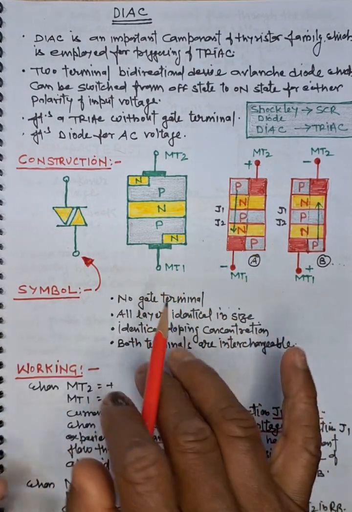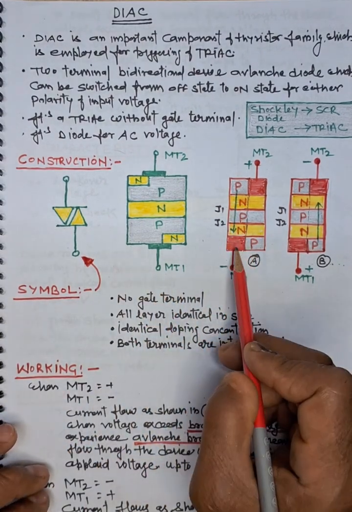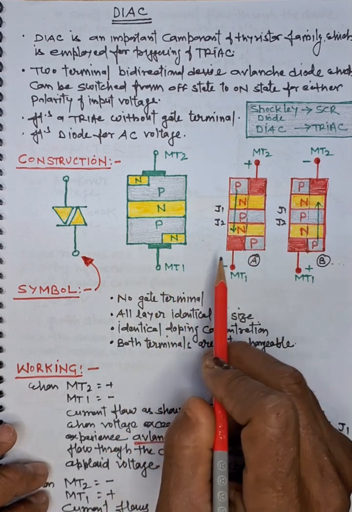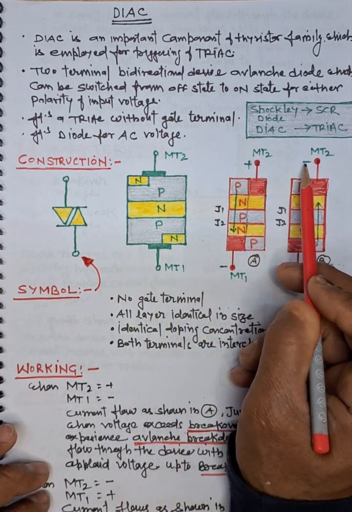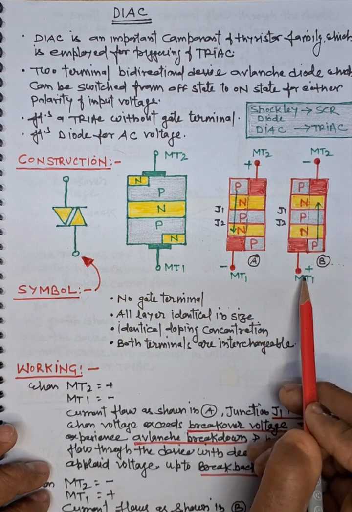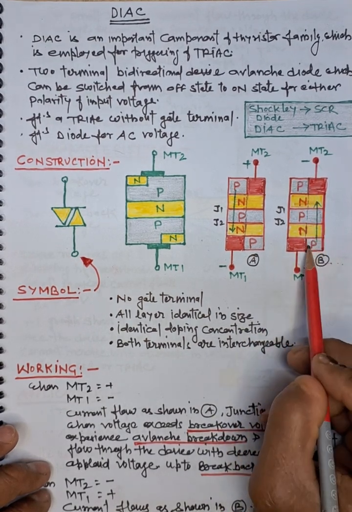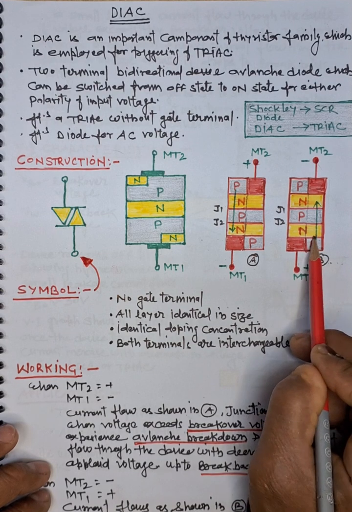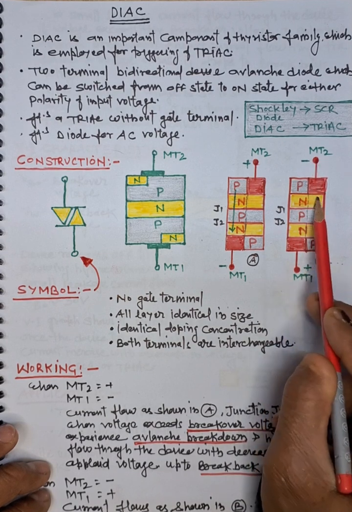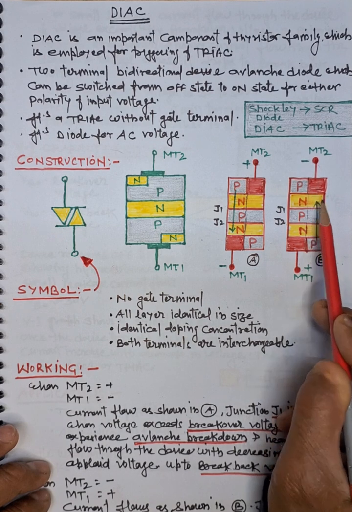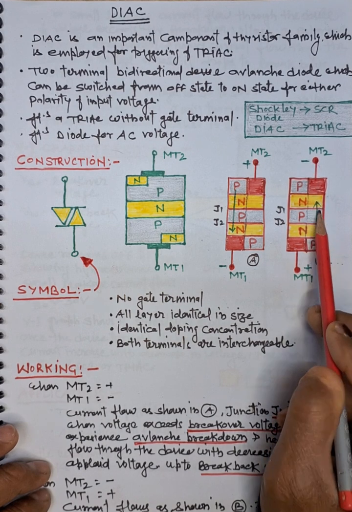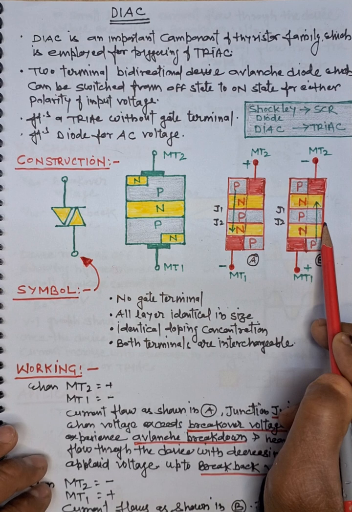Now if the polarity is changed, since it is used with AC voltage, the polarity will obviously change. So in the opposite polarity, what will happen? MT2 is negative and MT1 is positive. At that time the device will work in this way. This is the positive terminal, so this junction will be forward biased. This is the negative terminal, so this junction will be reverse biased, this one forward biased, and this junction will again be in reverse bias.